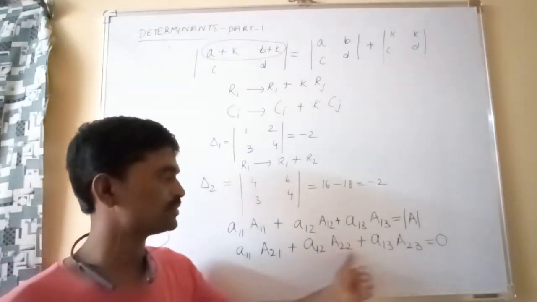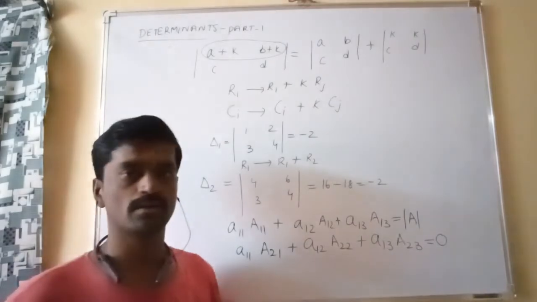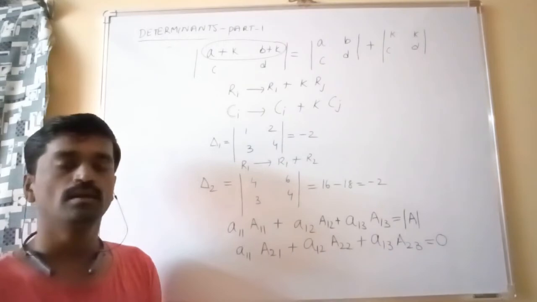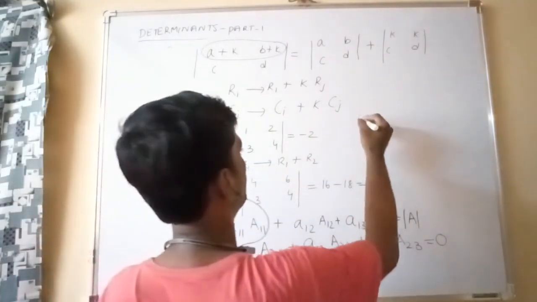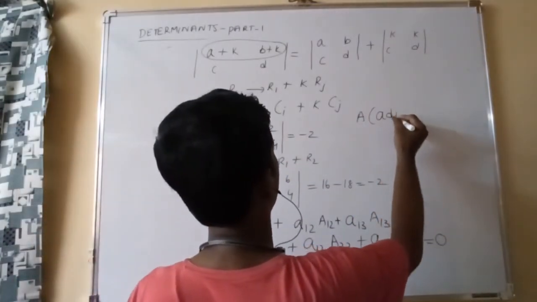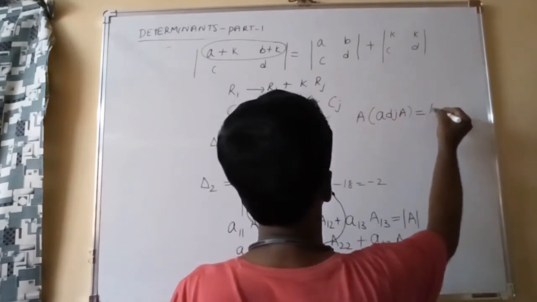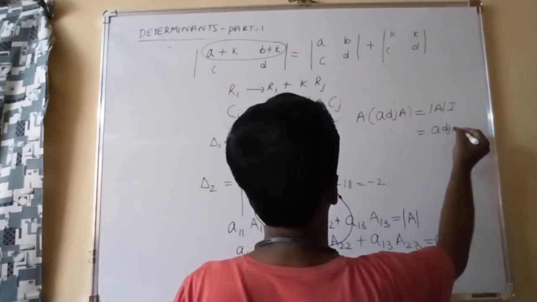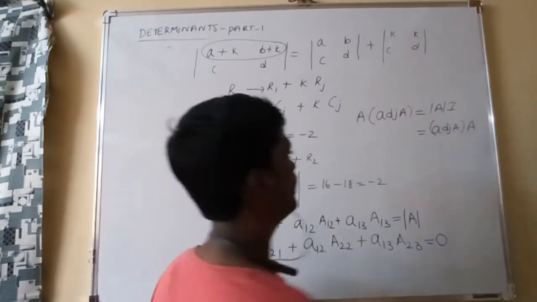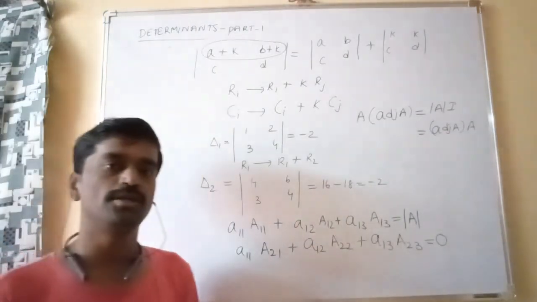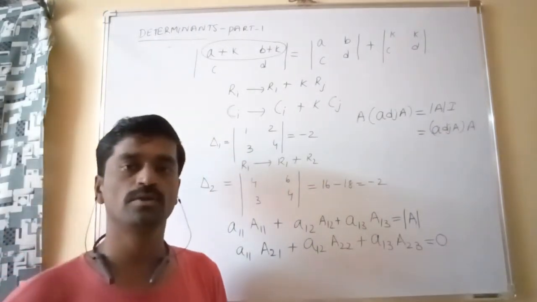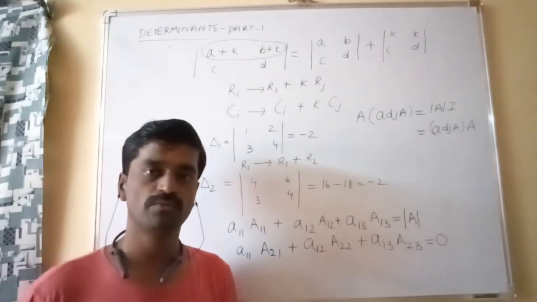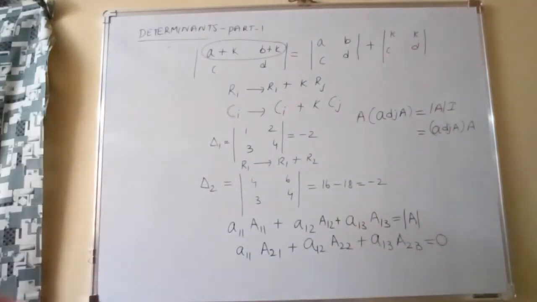So I have taken elements of the first row and cofactors of the second row, so 0. So using these two properties, we can prove that A into adjoint A, capital A into adjoint of matrix A, is equal to determinant of A into identity matrix, which is the same as adjoint of A into A. A into adjoint A is equal to det A into I, which is the same as adjoint A into A. Thank you. In the next session, I will discuss some important formulas. Thank you.